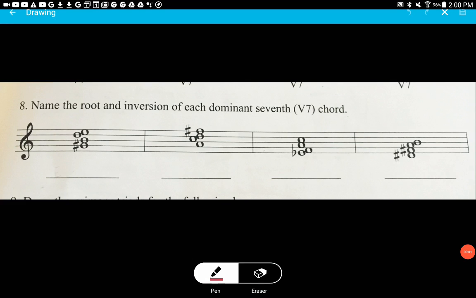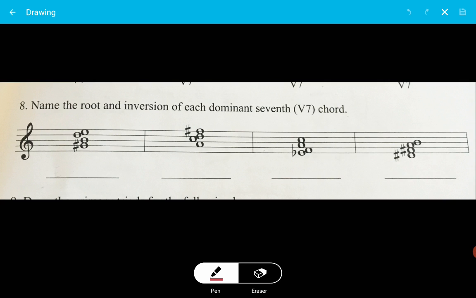So this video is supposed to help you with naming root and inversion for each dominant seventh chord. It's actually pretty easy. First of all, let me remind you there is one root position that just looks like a regular snowman from 4 parts, and 3 inversions, okay?